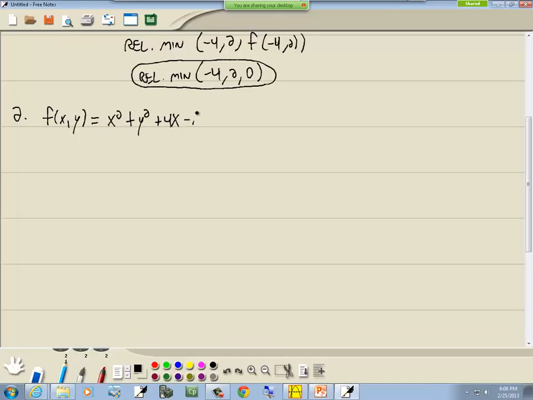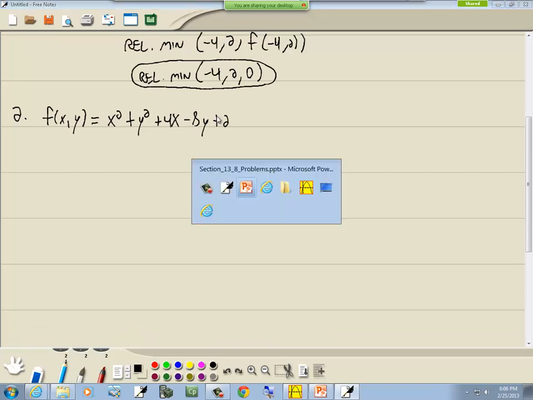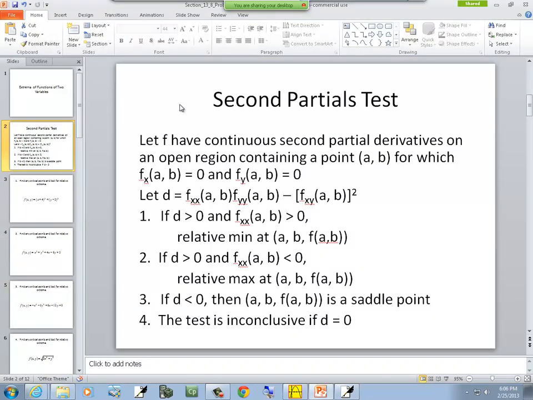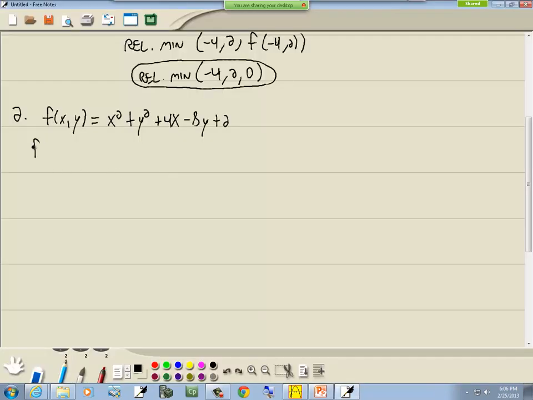Minus 8y plus 2. Okay. Well, we need to find our first partials. So partial with respect to x. Again, the y and the numbers are like constants, so they drop away. So x squared becomes 2x. Y squared's gone. Derivative of 4x is 4. The negative 8y disappears and 2 disappears.